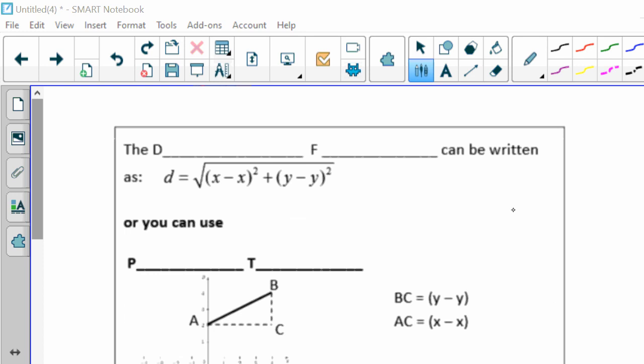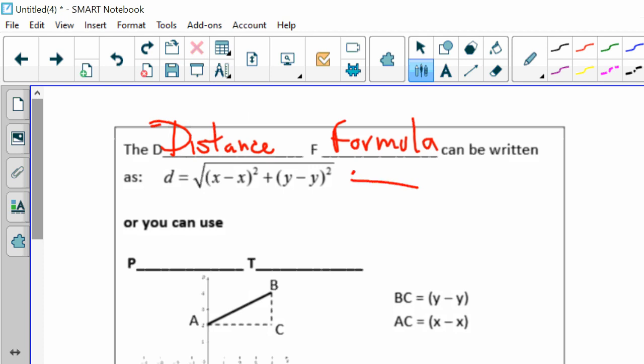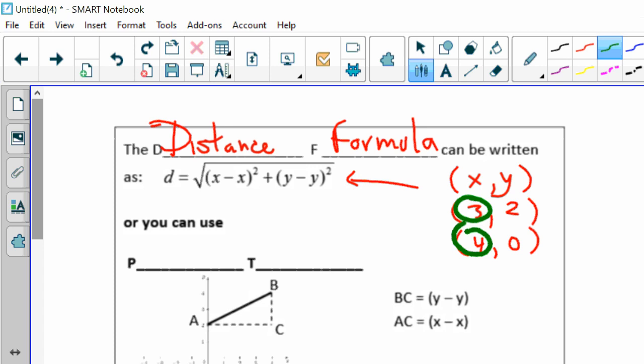The distance formula. The distance formula is written here in this line, okay? And the x and y represent the x and y between 2 points. So if I gave you 2 points, like 3, 2 and 4, 0, and said, hey, what's the distance between those 2 points? Then you would take the x's and plug them in for the x's. And then you take the y's and plug them in for the y's.